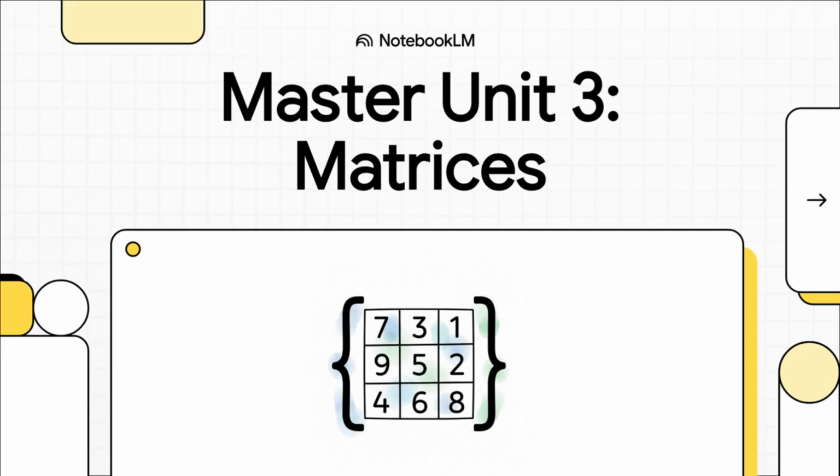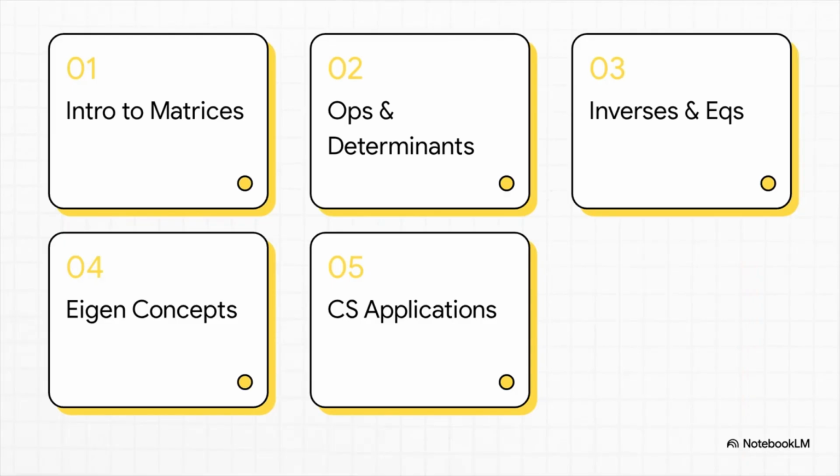But listen, we aren't just going to look at them as dry, boring math problems. We're going to look at them for what they truly are, which is the absolute essential data toolkit for any data architect. Here is our quick roadmap for today's upgrade path. We'll kick things off with an intro to matrices and their types, then we'll cover operations and determinants. After that, we'll tackle inverses and solving linear equations, break down some eigenconcepts, and finally tie the whole shebang back to your computer science applications.